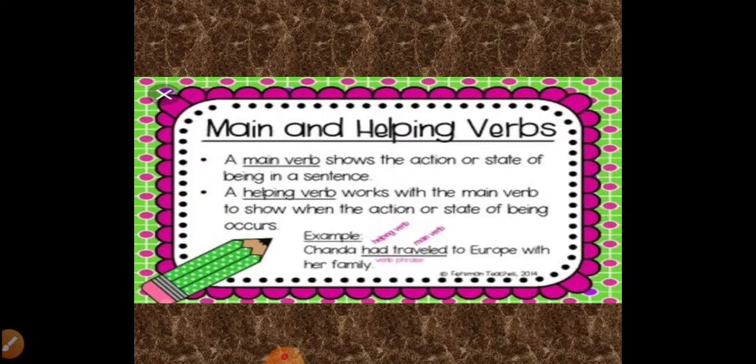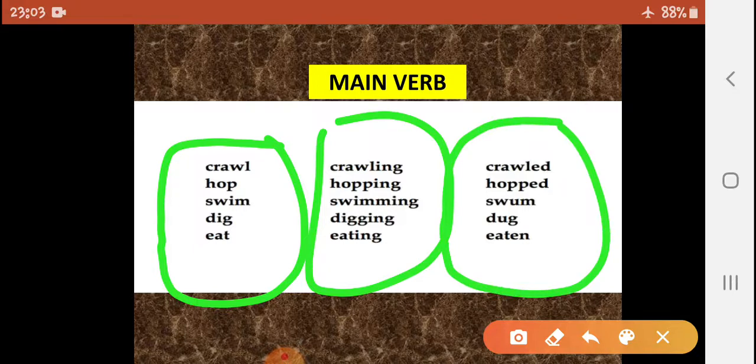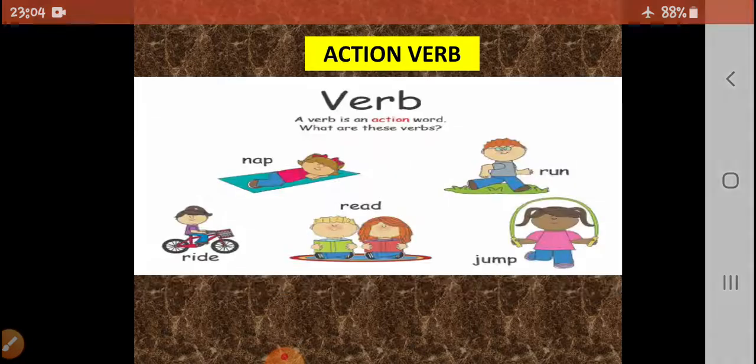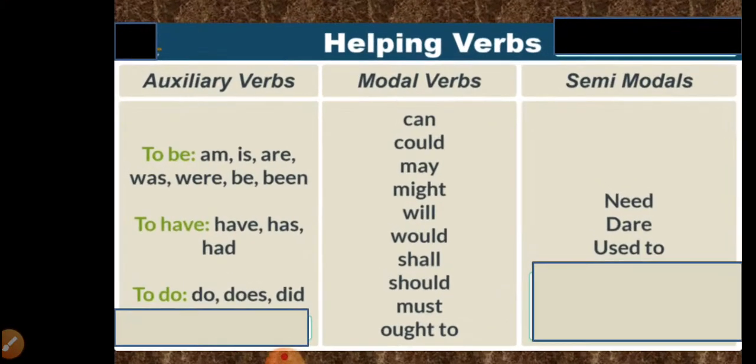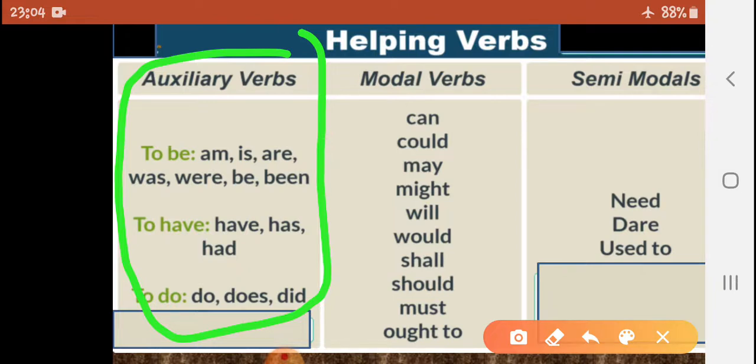Present form, ing form and past form. See: crawl, crawling, crawled; hop, hopping, hopped; swim, swimming, swum; dig, digging, dug; eat, eating, eaten; eat, ate, eaten. Past participle and present are given, meaning we have different forms of our main verb. Clear? These forms of the verb change when we use them in tenses. See the previous slide again. When we use these main verbs, we use different forms of the verb. Somewhere we use the first form, somewhere the ing form, somewhere the past participle or past form.